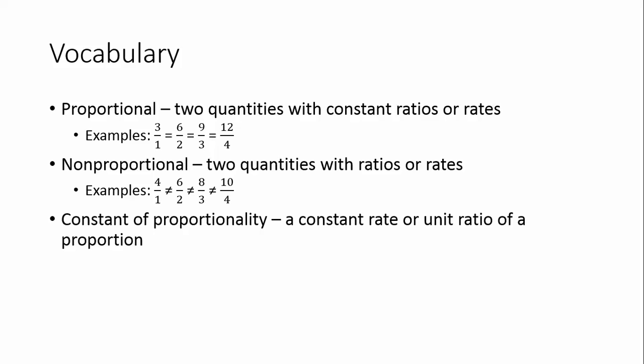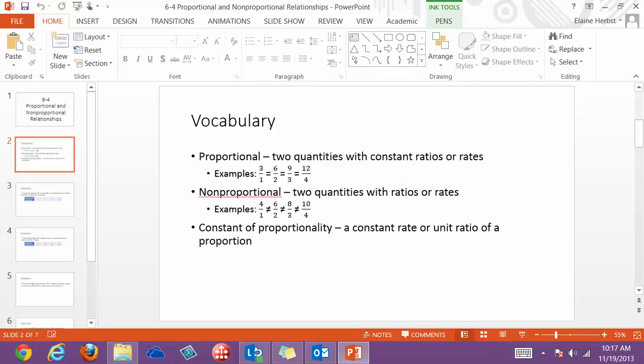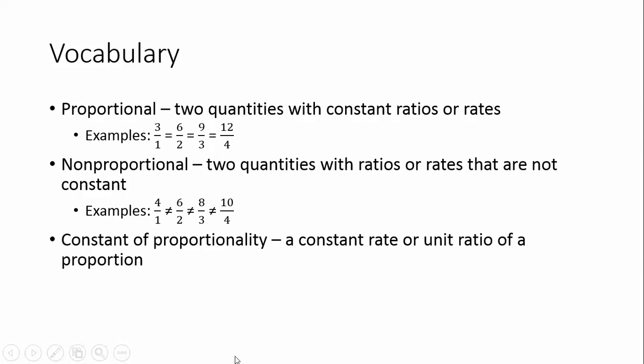An example of non-proportional quantities would be 2 quantities with ratios or rates that are not constant. So 4/1 does not equal 6/2, they don't equal 8/3, and they don't equal 10/4, because when you reduce them down to their simplest form, they're not all equal.